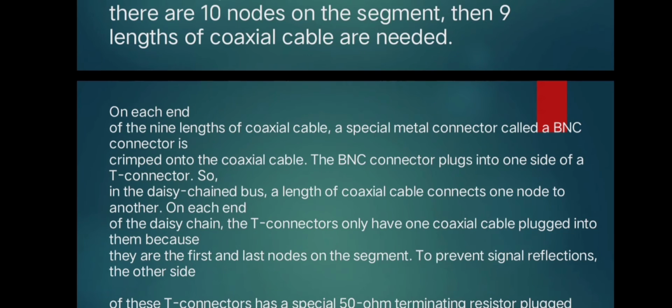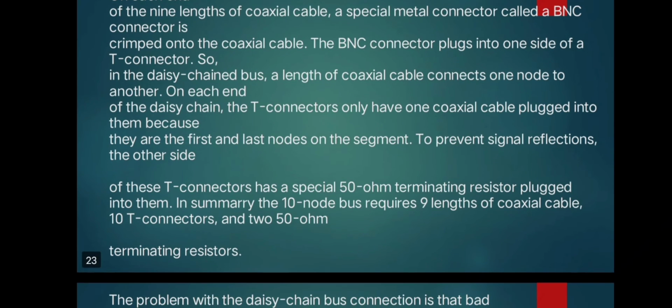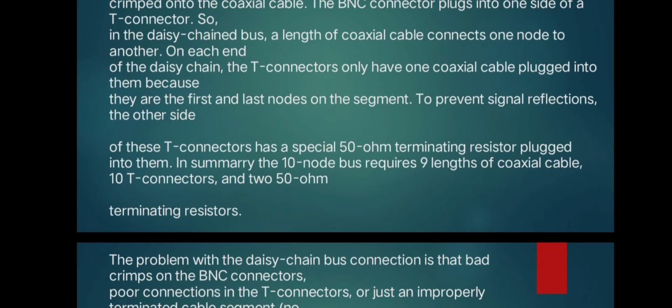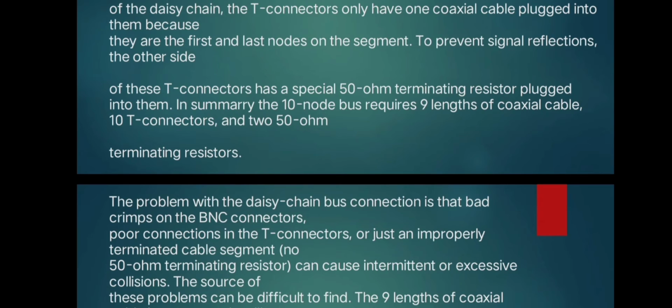On each end of the 9 lengths of coaxial cable, a special metal connector called a BNC connector is crimped onto the coaxial cable. The BNC connector plugs into one side of a T connector, so in the daisy chain bus, a length of coaxial cable connects one node to another. On each end of the daisy chain, the T connectors only have one coaxial cable plugged into them because they are the first and last nodes on the segment. The other side of these T connectors has a special 50 ohm terminating resistor plugged into them to prevent signal reflections.